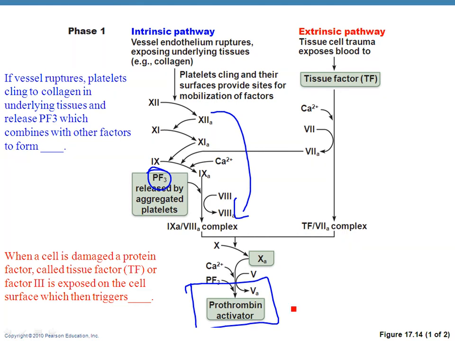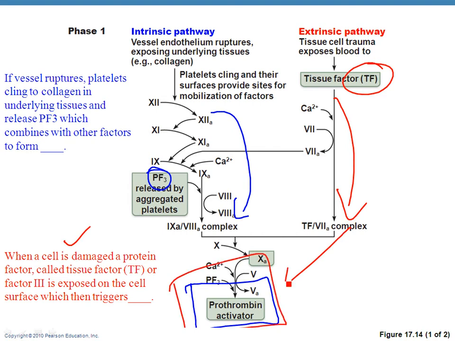Okay, what about this one right here? When a cell is damaged, what's the cell going to do? The cell is going to release tissue factor. That tissue factor is going to cause this cascade to occur, and then eventually it's going to cause prothrombin activator to be activated. So both of these pathways lead to prothrombin activator being activated. They're just different ways for them to occur.